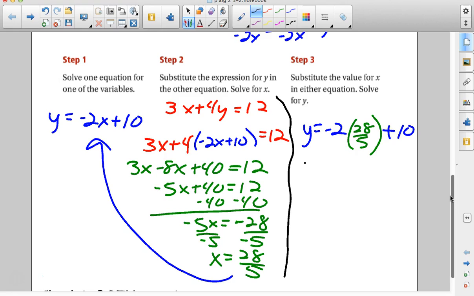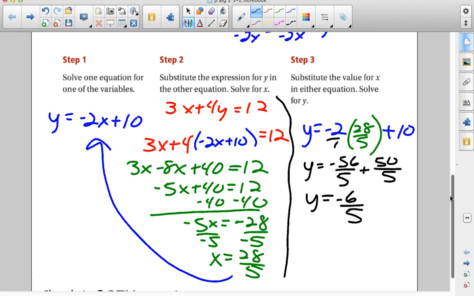So we'll have y equals negative 56 fifths, because with fractions we're going to do top times top, bottom times bottom. And then we could certainly do this by hand if we want to, and make our 10 50/5. But you could also use your calculator and use your math number 1 fraction key to get that back.